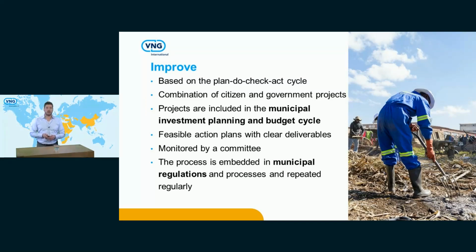Now, for both projects, it counts that these are included in the municipal investment planning and budget cycle. We need the projects that we identify to go into that cycle, so they're really executed and followed up upon, and the project manager is assigned by the local municipality. Needless to say, these need to be feasible action plans with clear deliverables, so we can actually follow up on them. Again, the social accountability or the citizen committee is monitoring that these action plans are delivered, but also the follow-up or execution of them.